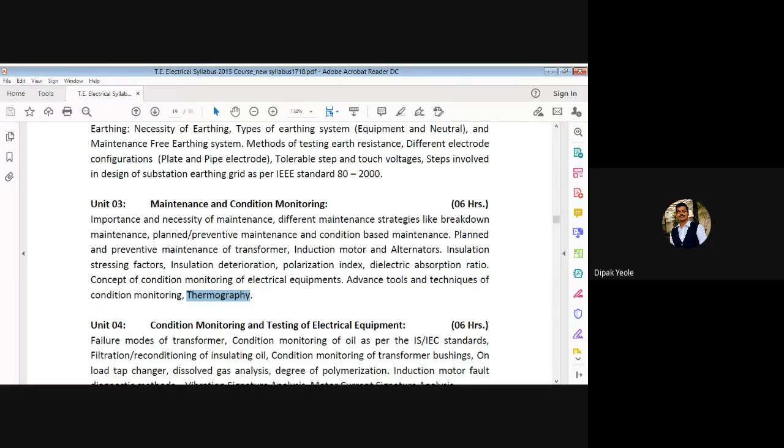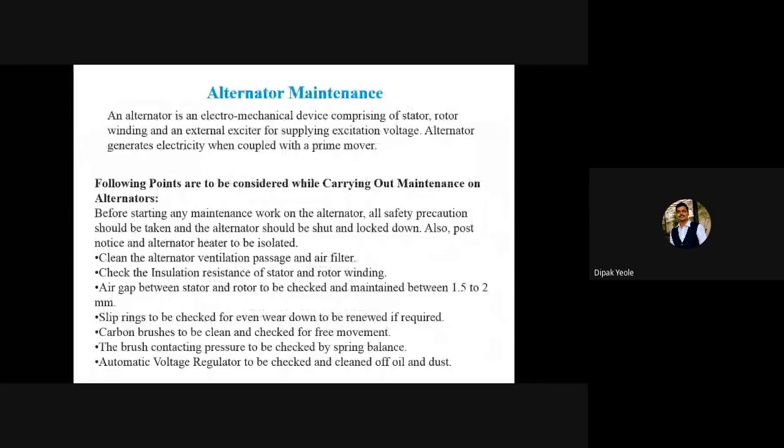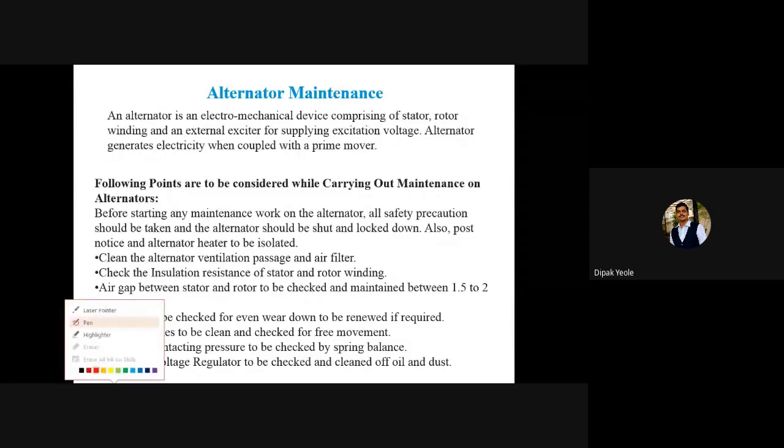Yes, now we will go ahead and start discussing the maintenance of the alternator. Yes, so let me share my screen, the PPT for unit number 3. Yes, so this is the alternator maintenance. I hope the screen is visible to you and I am audible to you. Yes, so we are interested in the alternator today. So let me use my pen.